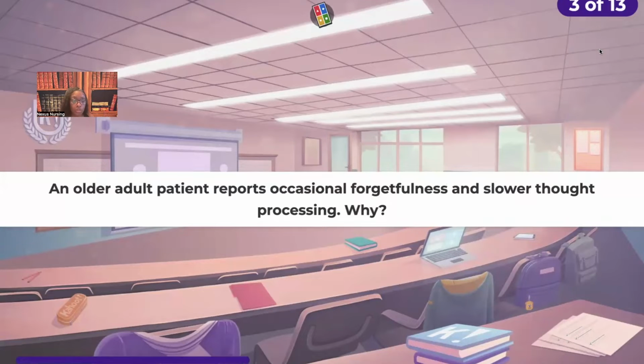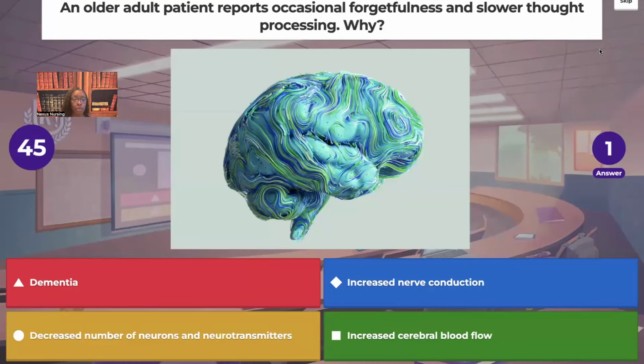An older adult patient reports occasional forgetfulness and slower thought processing. Why is this happening? Is it due to dementia? Is it because of increased nerve conduction? Is it because of decreased number of neurons and neurotransmitters? Or is it because of increased cerebral blood flow?